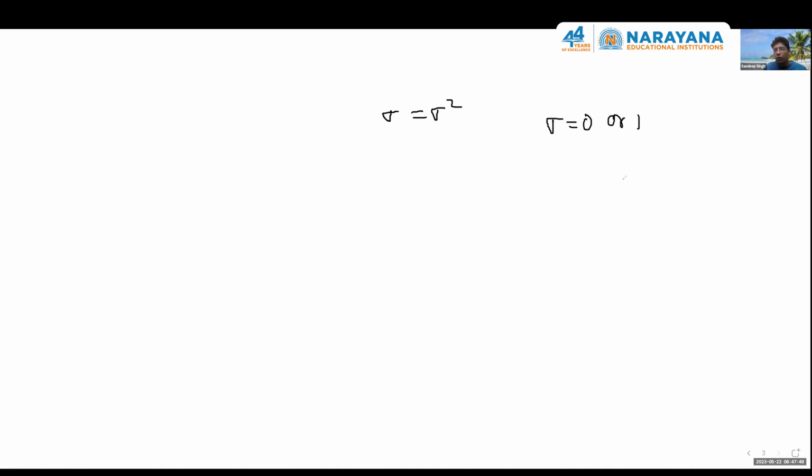That B should be non-zero. That means variance should be 1, or sigma should be 1. So first of all, let us try to get where the variance is 0. Let us focus on the events corresponding to the case when sigma is 0.